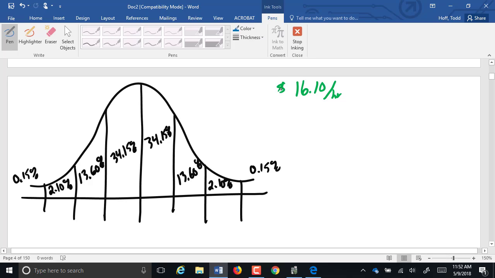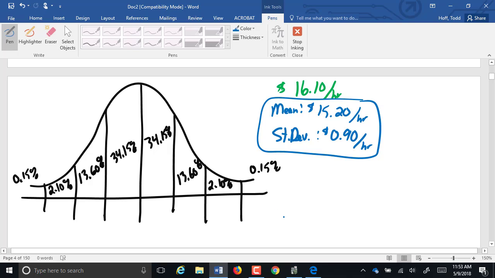So you do your research and you find that in the area that that job offer is from, that geographic area, the mean hourly wage is $15.20 per hour with a standard deviation of 90 cents per hour. So these numbers right here, the mean and standard deviation, tell us what's going to go down here. The center is always going to be the mean. So that $15.20 is the center of our bell curve.